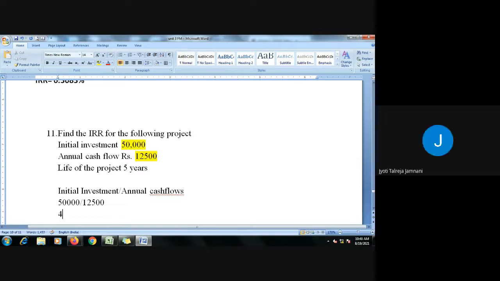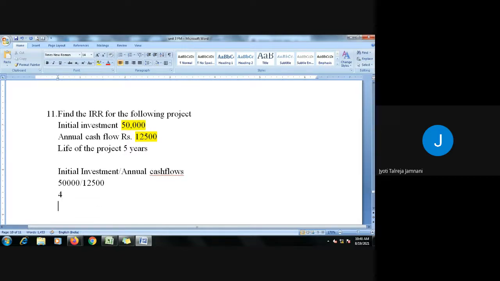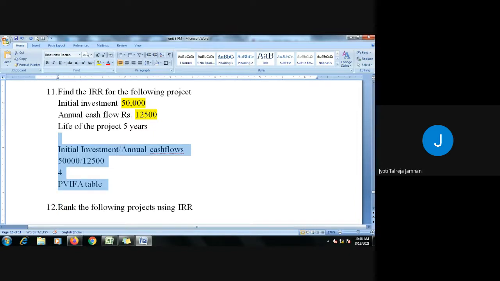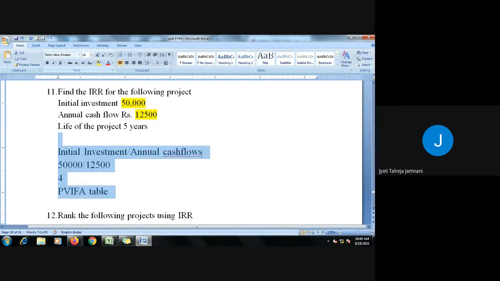What is this 4? This 4 is nothing but the table value, which will give us the two rates. Now let's see how to use that table. Remember, it is annuity, so we are going to see the present value interest factor annuity table, not the normal one, the annuity table. I did the same in NPV also. I hope it's all understood. Now we'll see how this 4 will help us get our two rates. So I'll take you to the table.